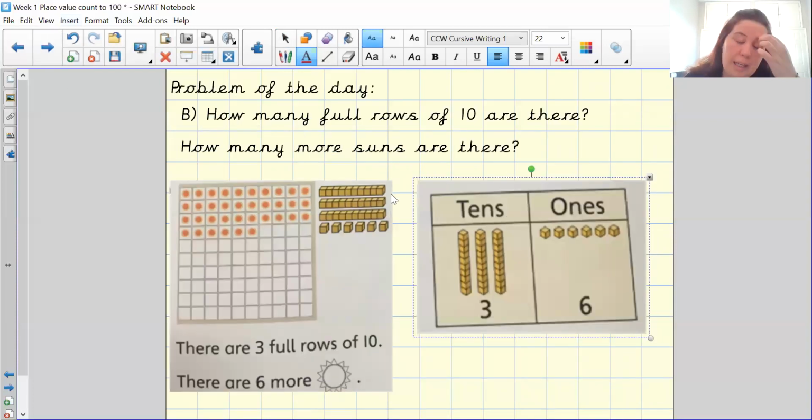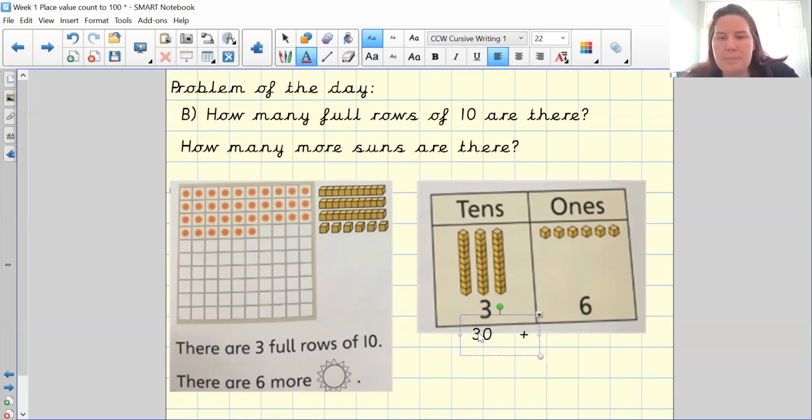And then part B is as follows. So we are going to be using tens and ones today. We have used them when we did our place value to 50 and place value to 20. So you can see we have one 10 stick that represents the first row of 10, another 10 stick and another 10 stick, which equals 3. And then I have 6 ones, which I've put in the ones side of my table, which gives me 6. It gives me a total of 36 because 3 tens is equal to 30. And then I add my ones to it, which gives me 36.